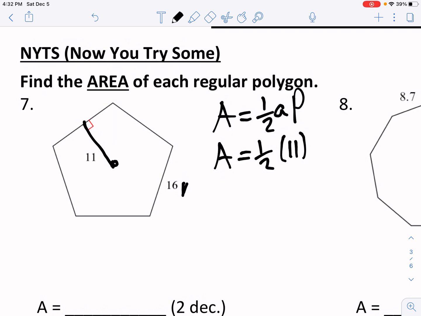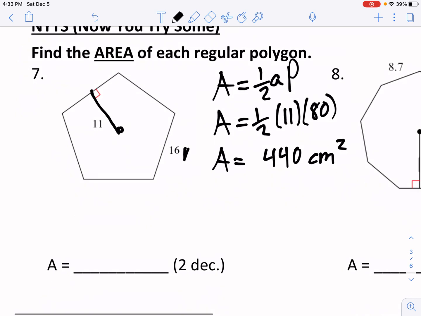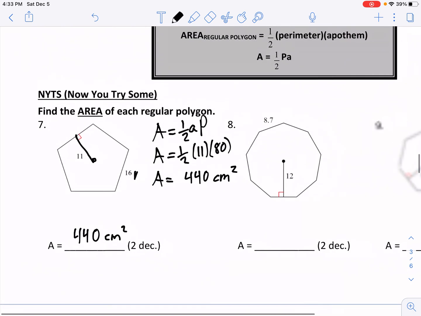So if I take 16 times 5, that gives me the perimeter all the way around. Well, 16 times 5 is 80. So the perimeter of our pentagon is 80. Now we can find the area, okay? So if we take 1/2 times 11 times 80, multiply that in our calculator, we get 440 centimeters squared. Okay, 440 centimeters squared. Okay, so that's how we're going to be able to find the area of a regular polygon.